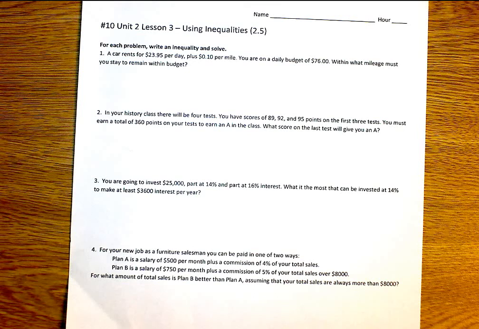2.5, it says, in your history class, there are 4 tests. You have scored an 89, 92, 95 in the first 3 tests. You must earn a total of 360 points for an A. What must you get on the last test?